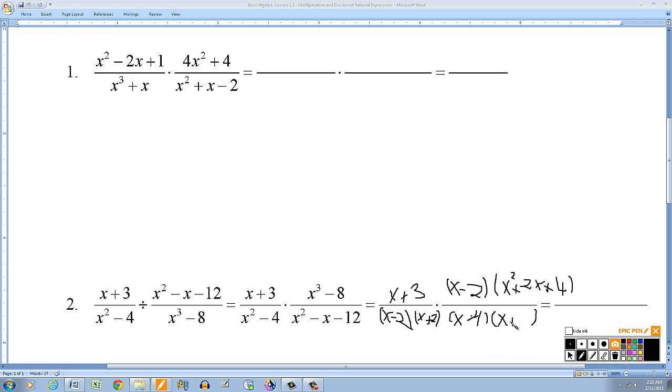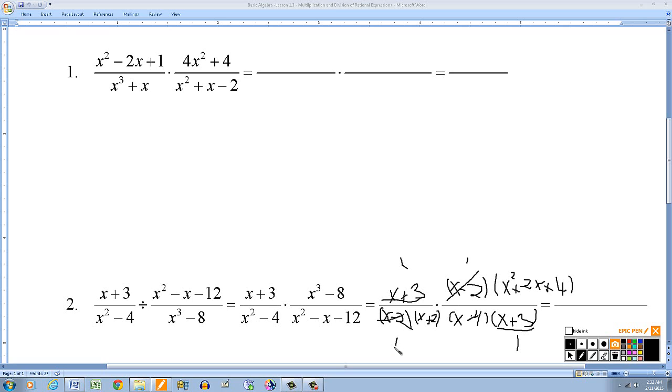Okay. And then again, you're allowed to divide out any common factor in the numerator of any of the fractions with any in the denominator of any of the fractions. Okay, so this x plus 3 divides out with this x plus 3 right here. So those become 1. Okay. This x minus 2 divides out with this x minus 2 on top. Those become 1s. They're divided out. And then what do we have left?